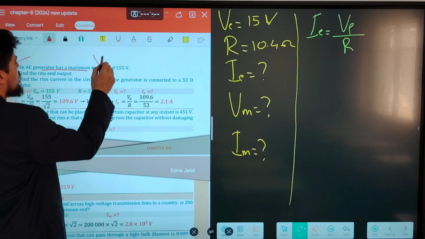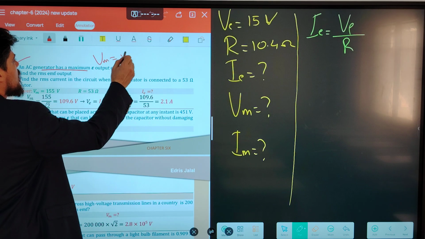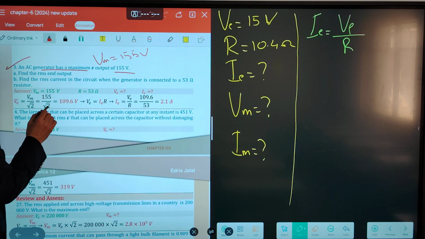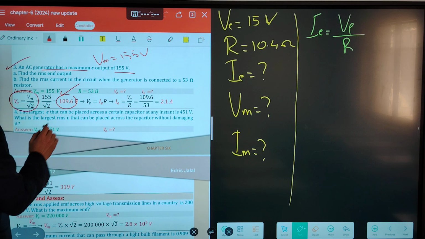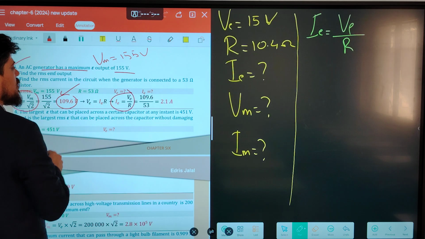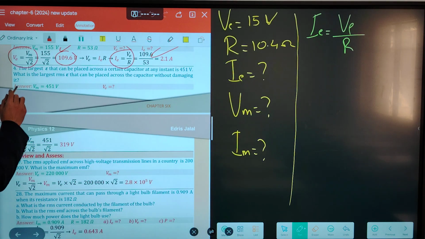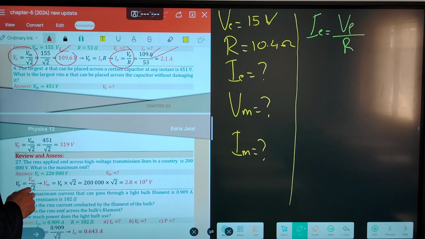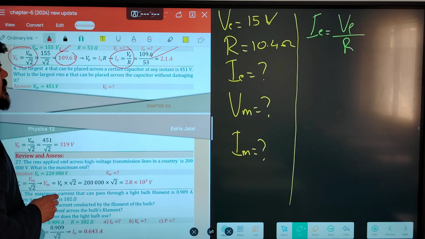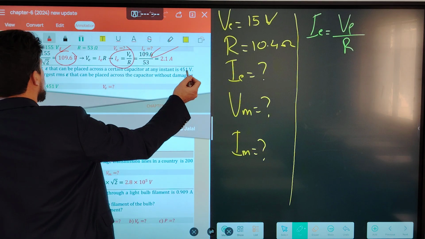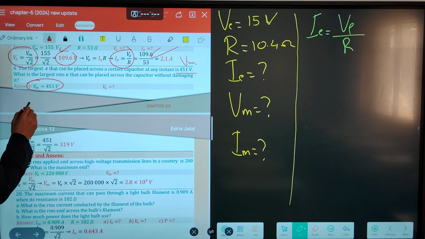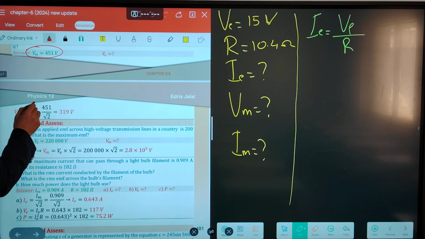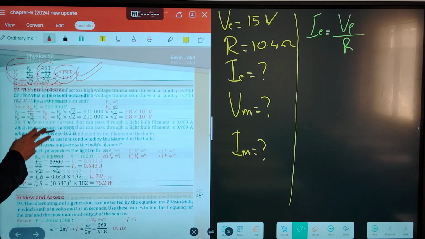Question 3. An AC generator has maximum VM. Find RMS. RMS is equal to VM over radical 2. RMS current, IE, is equal to VE over R. Question 4. The largest EMF that can be placed across a certain capacitor at any instant is 451 volt. This is the largest EMF, VM. What is the RMS value? VE, VM divided by radical 2.